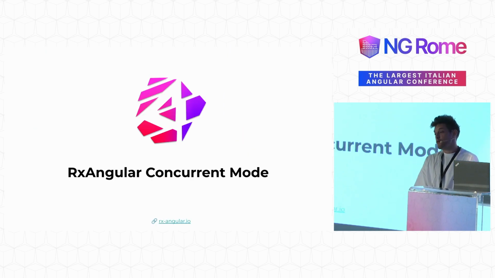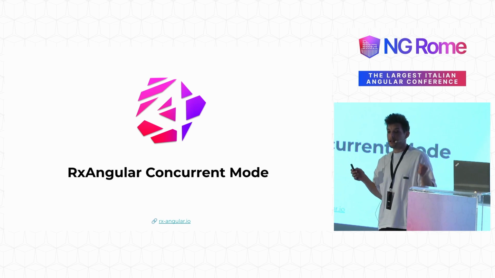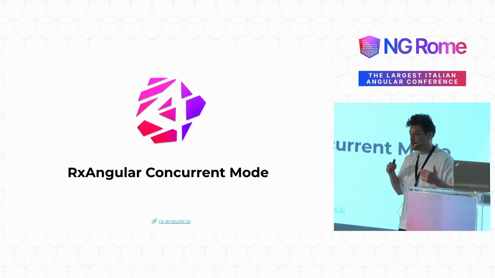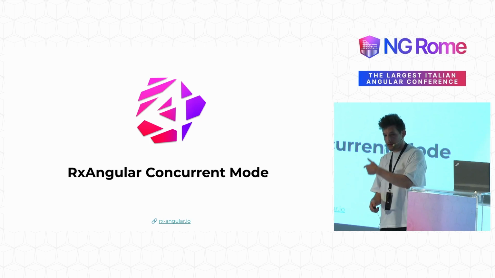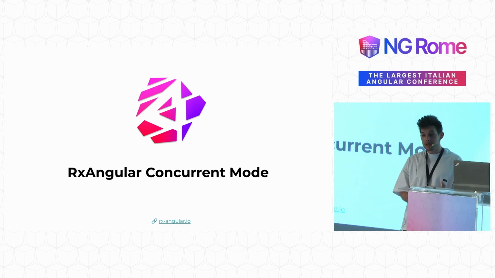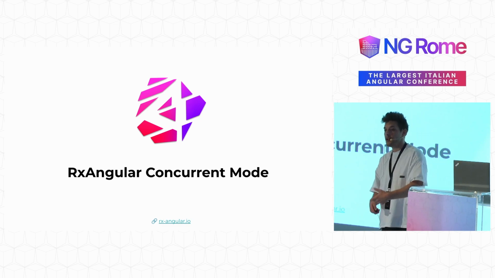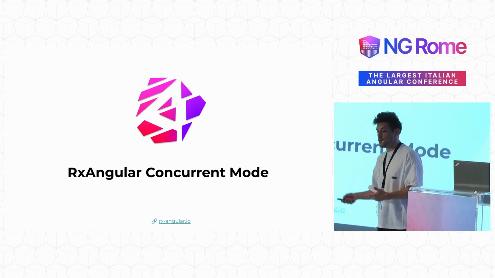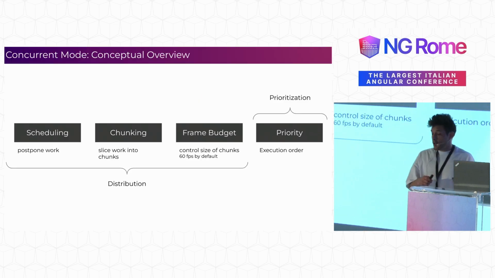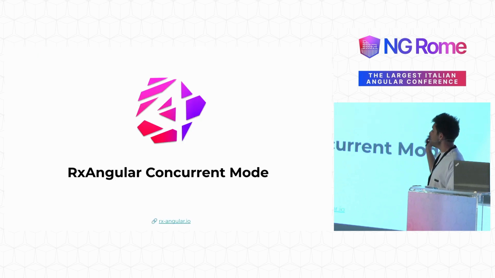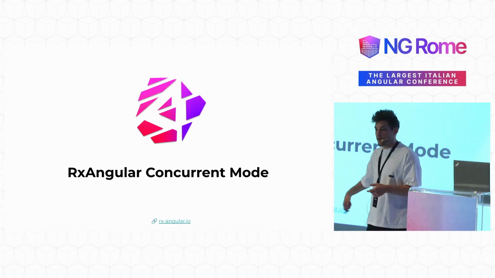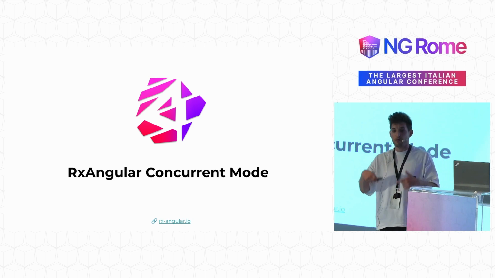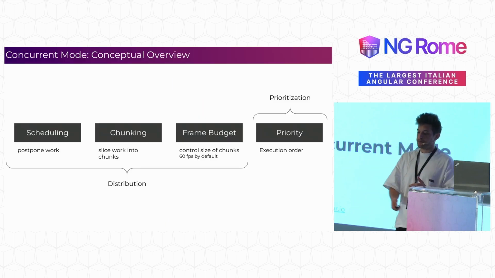And this is where I need to introduce you to the RX Angular Concurrent Mode. This is what the talk is all about. So we try to port the latter two improvements, distributing and prioritizing, and provide a library to enable you to do that. By the way, the name is stolen from React. React already has concurrent mode officially. It's still in experimental mode, but it's official. We try to port what React did to Angular.